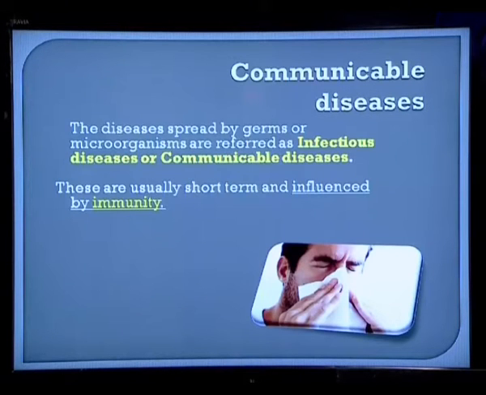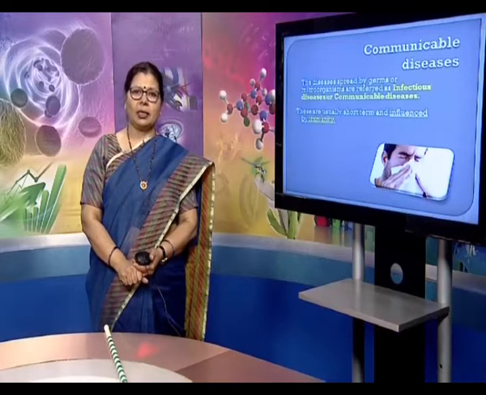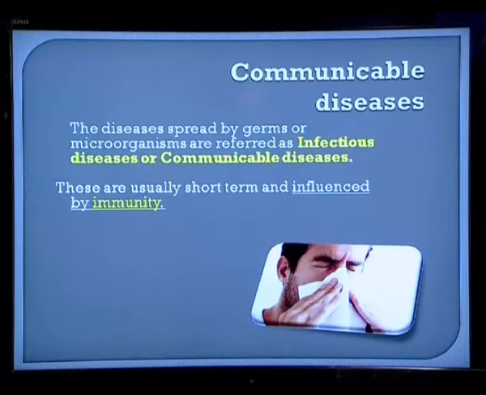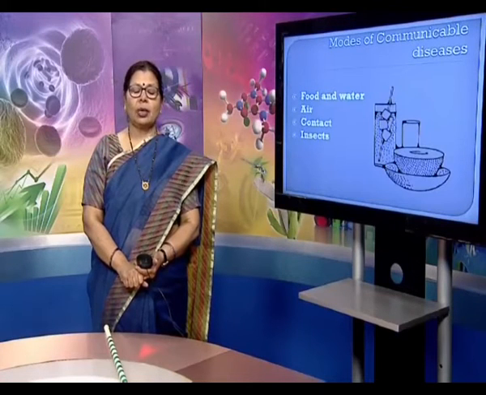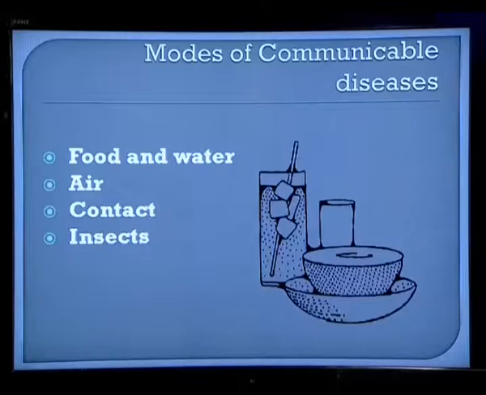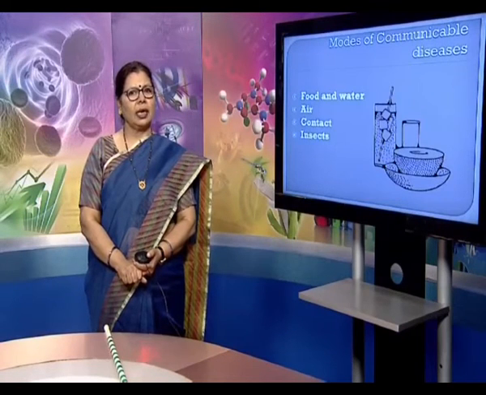Now we are talking about what communicable diseases are. Communicable diseases are spread by germs or microorganisms which may include bacteria, viruses, etc. These diseases are also called infectious diseases, and these are usually short term and greatly influenced by the immunity of the person. As I said, they occur due to microorganisms, and where are these microorganisms present? In food and water, air, contact, and insects or rodents. So the modes of communicable diseases are food and water, air, contact and insects.